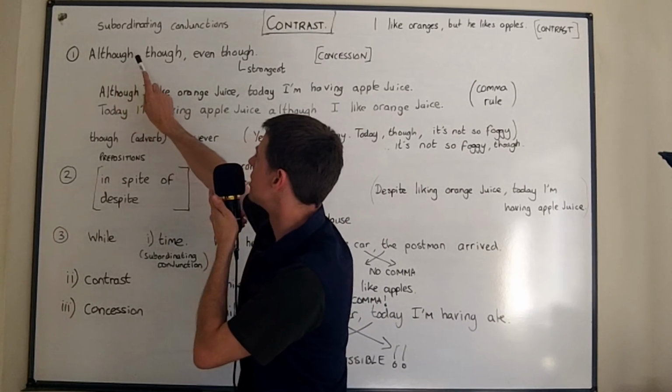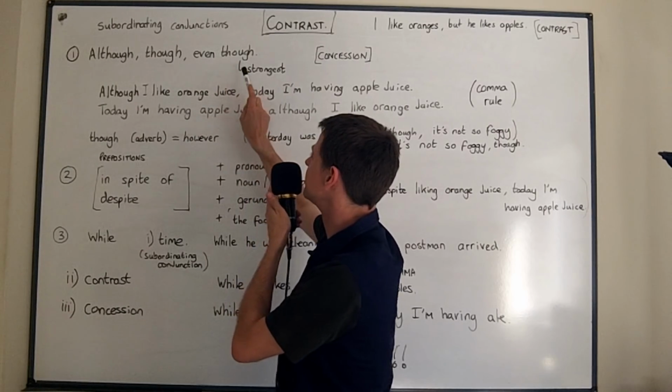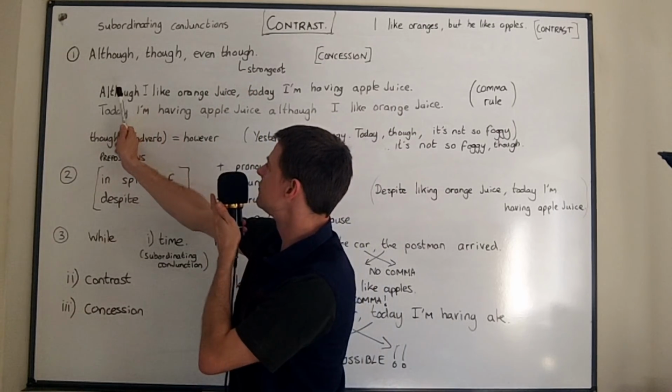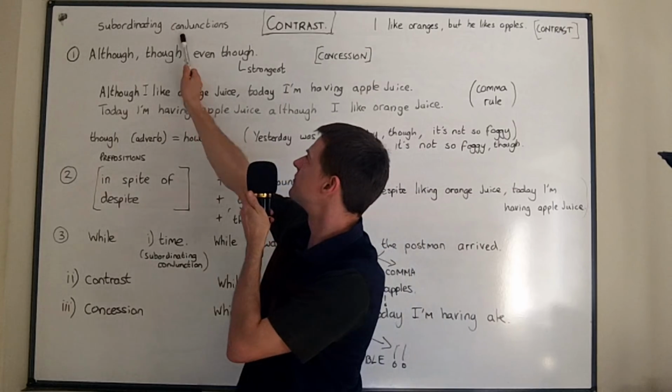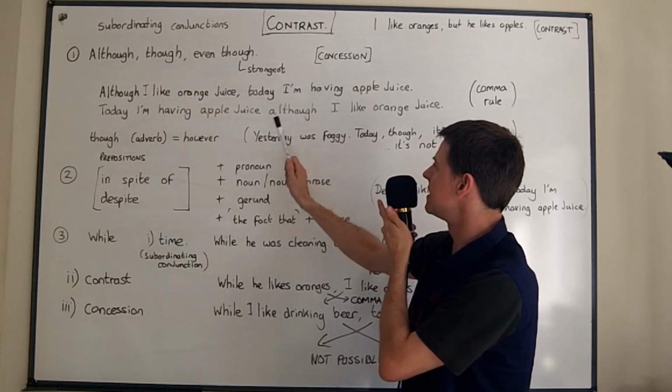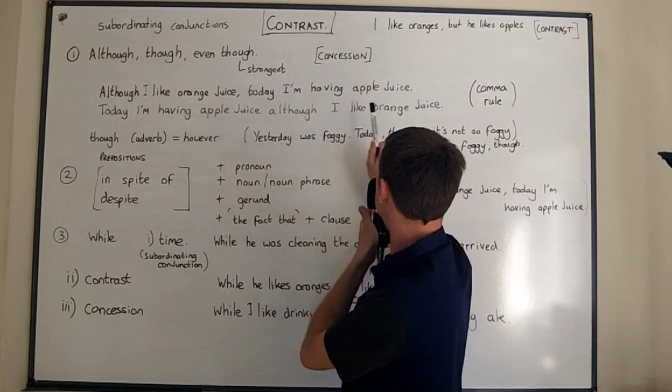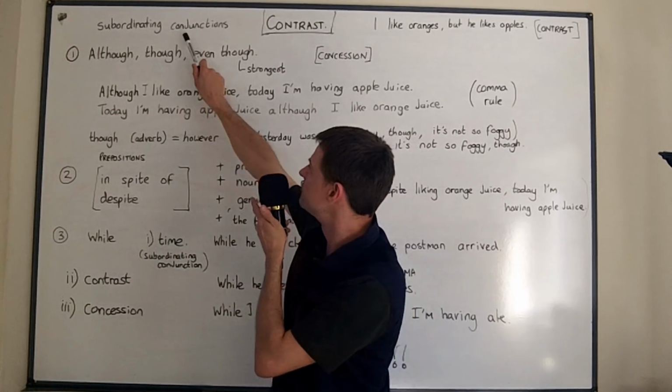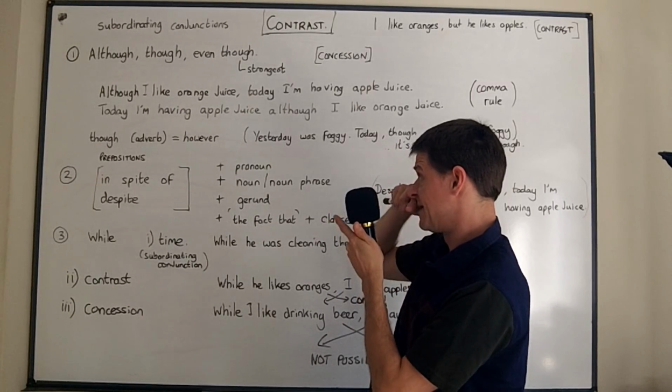Now they're all the same, although, though, and even though. Even though is the strongest, and if we use them at the start we need a comma because they're subordinating conjunctions. However, if we use them in the middle we don't use a comma. Yeah, this is the comma rule for subordinating conjunctions.